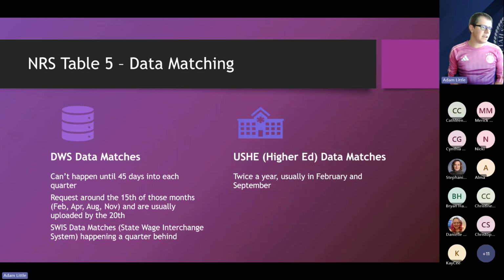So with DWS data matches, I can't data match with DWS until 45 days into each quarter. So usually I run it around the 15th of the second month of each quarter. I send all of the data to DWS. They turn around, do the data match, and send it back. I usually have that information inside of the system and uploaded by the 20th.